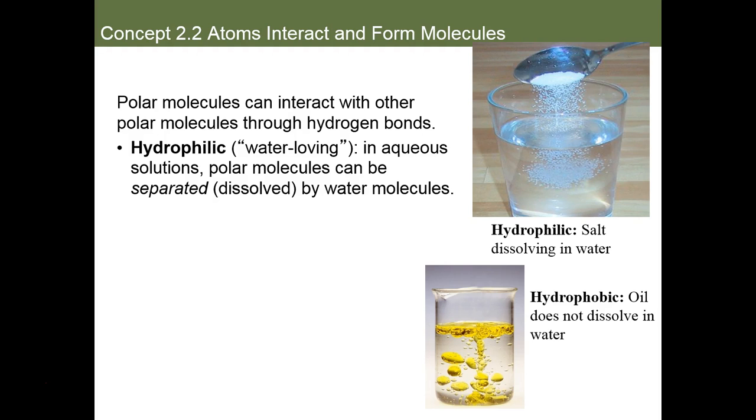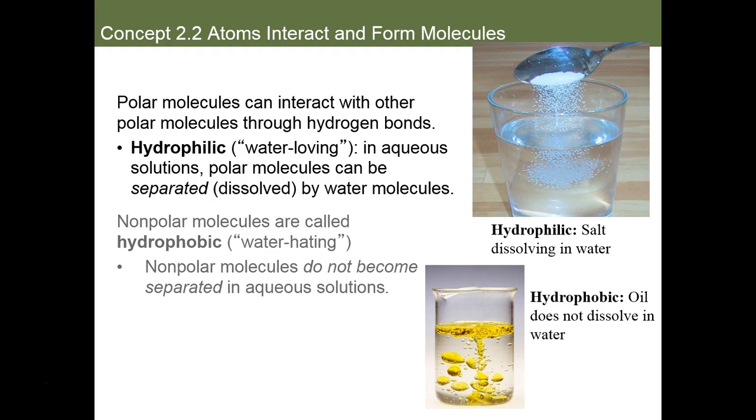Polar molecules can interact with other polar molecules due to hydrogen bonds. Molecules may be either hydrophilic or hydrophobic. Hydrophilic molecules, also known as water-loving, will be dissolved by water molecules. It's because water will separate these molecules. An example would be salt. So salt is a hydrophilic molecule that dissolves in water, and it's separated into the ions sodium and chloride.